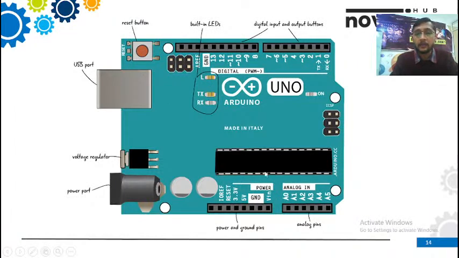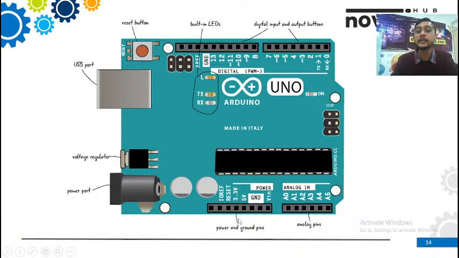Next, we can see inside, we have built-in LEDs. You can write it L. Here it is, TX RX. These are the inbuilt LEDs. We have a reset button here. The USB port is for connection of your board to your PC. Voltage regulator. Power port for supplying power to the Arduino Uno.